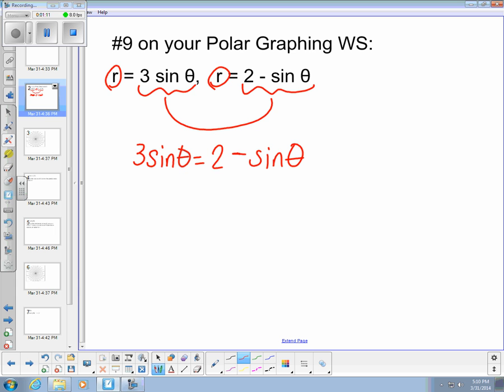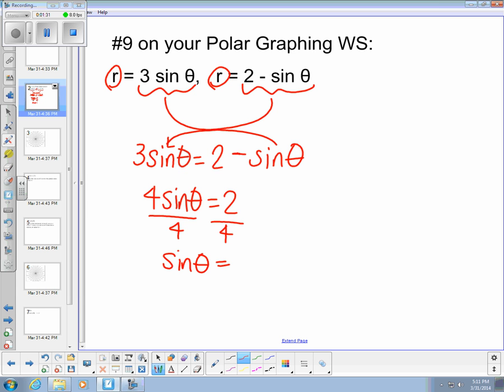I want all the sines on one side, and I'm going to leave the 2 on the right side where it is. So if I add sine theta and move it to the other side, I'm going to end up with 4 sine theta equals 2. I divide both sides by 4, and we get sine of theta equals 1/2. So now we have to figure out where sine equals a half, and think about your quadrants. Since 1/2 is positive, sine is positive in quadrant 1 and quadrant 2, so I'm going to need an answer in quadrant 1 and quadrant 2.